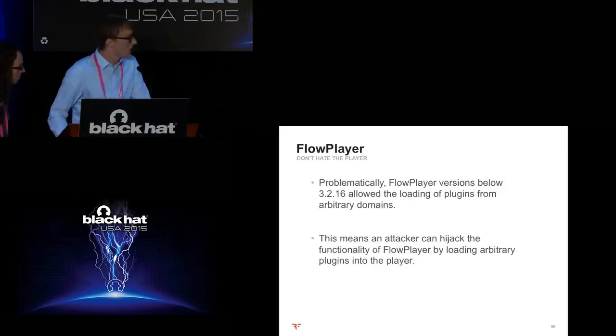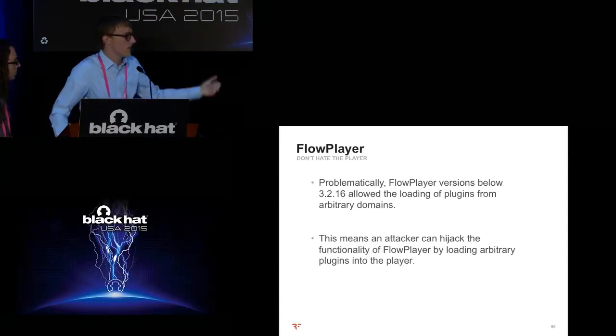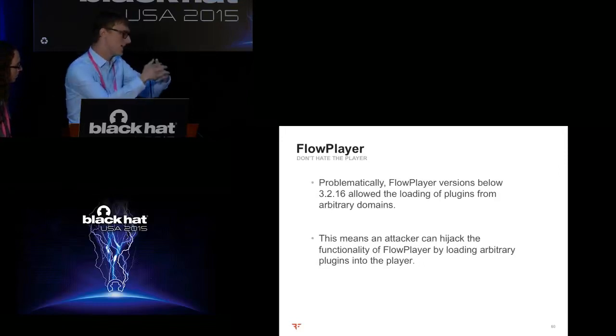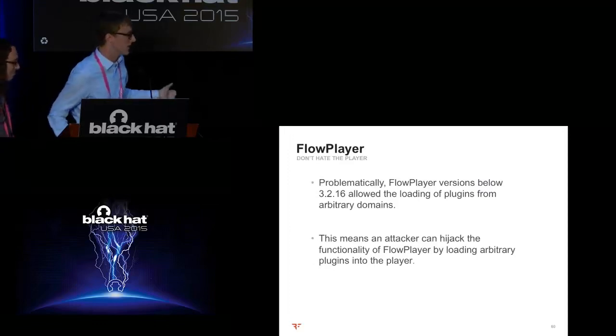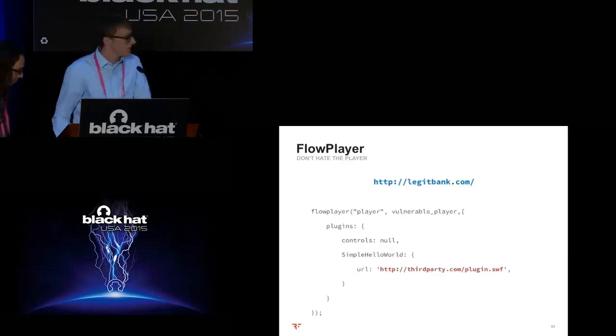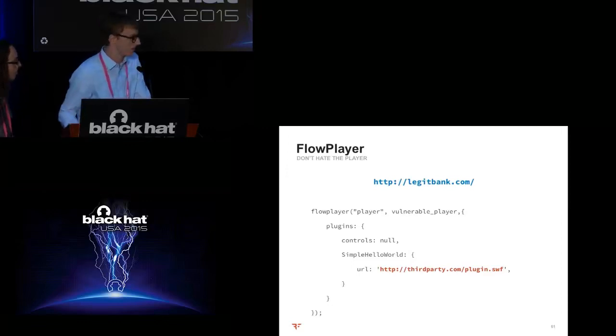Unfortunately, versions of FlowPlayer below 3.2.16 allow the loading of arbitrary SWFs from any domain. This is incredibly problematic because what this allows us as attackers to do is embed this SWF on our page, specify an arbitrary plugin, and load that into the SWF and hijack all the functionality of the player. This is a bad deal because, as I talked about before, this SWF is loading in the context of whatever party is hosting it. So if a domain has this on their site, it can go very, very wrong. Here's just an example. You embed the SWF on your page and declare it with JavaScript like this. You say, I have a plugin, simple hello world, and I want to load this arbitrary SWF from this domain.